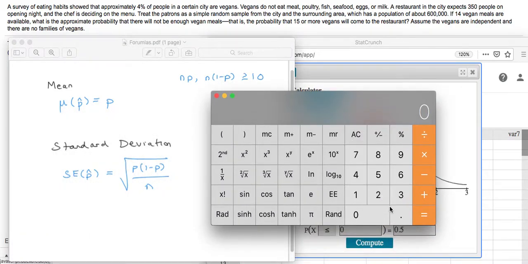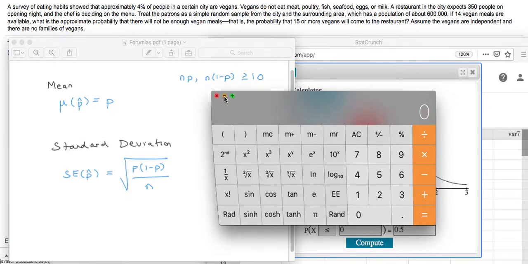So let's see. n was 350, and p was 4%, which is 0.04. Okay, that's greater than 10. That's good. Also, 350 times 1 minus p, which is 0.96, has to be bigger than or equal to 10 too. No surprise there. It is also greater than or equal to 10. So those two conditions are met. Also, we want to make sure that 10 times n is no more than the population of 600,000. Let's see, yeah, if we multiply this by 10, it isn't greater than 600,000. So all the values in this problem are going to work. I just wanted to check those to start with.